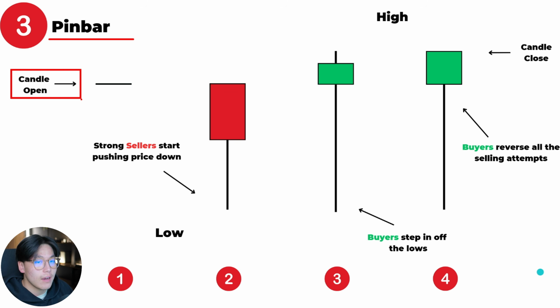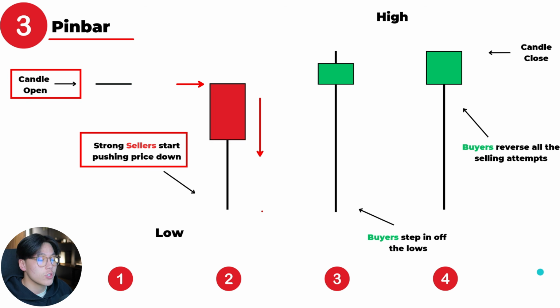Number one, what we have is our candle open. So you can see right off the bat, every single candle forms the same way. It has its open. And on the second step, what we have is a strong push towards the downside. So you can see price opens up right here. We have a strong push towards the downside here on this candle, and sellers are starting to push the price down. So we make a new low, and what happens on the pin bar is that buyers actually step in off this low.